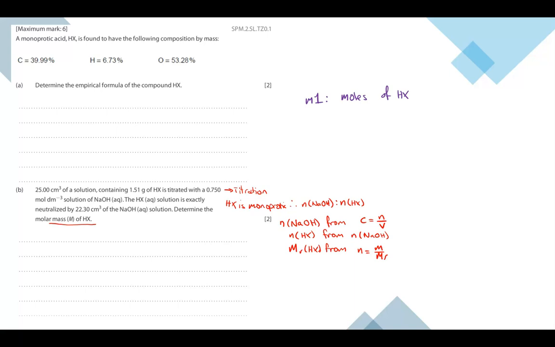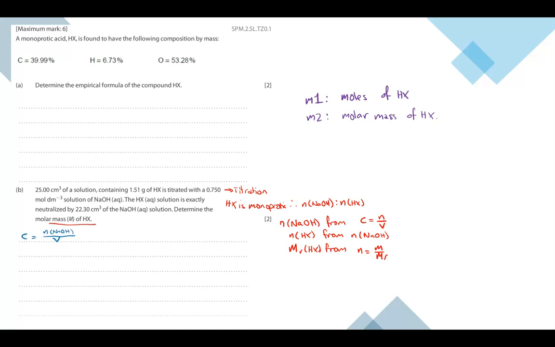So, first mark out of 2. That's a lot, by the way, for 2 marks. This is a pretty hectic question. We get moles of HX. That's our first mark. And our second one comes and gives us the molar mass. So if you just worked out the moles of sodium hydroxide, you would get no marks. You need to convert that to the moles of HX. It's important with the IB in particular to know where your marks are coming from.